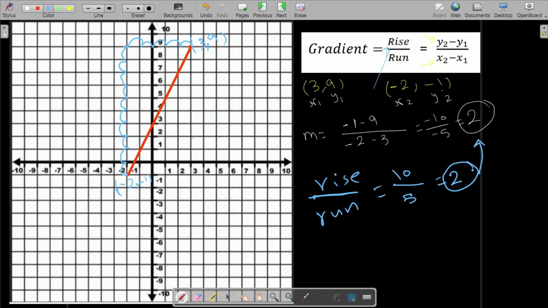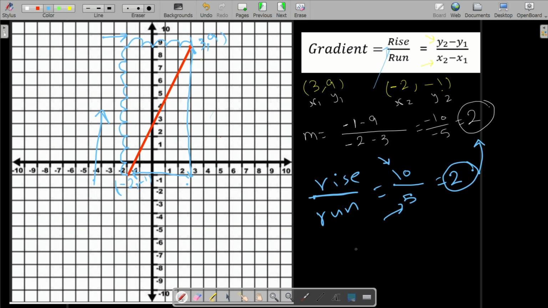And you have to keep in mind, we put positive 10 here because we moved up, and we put positive 5 here because we moved right. If we moved down, it would be negative, and if we moved left, it would be negative also. That applies if you are moving from this point to that point. And this is how to get the gradient of this line.